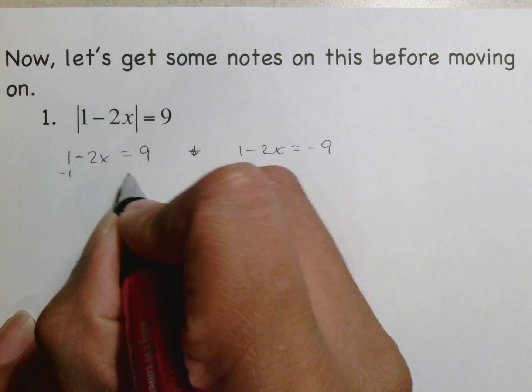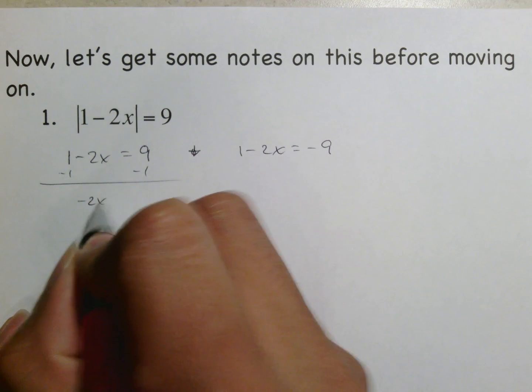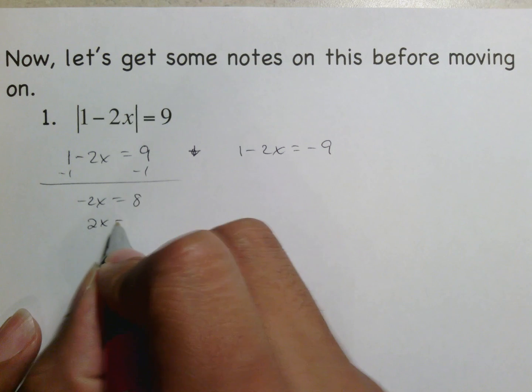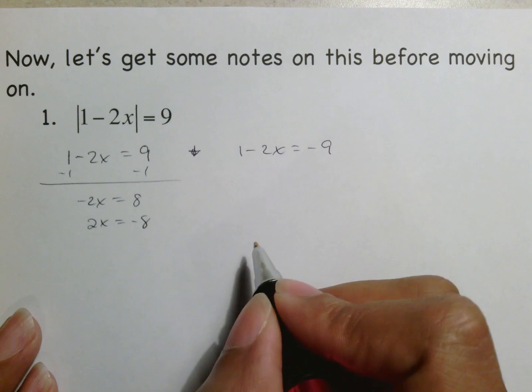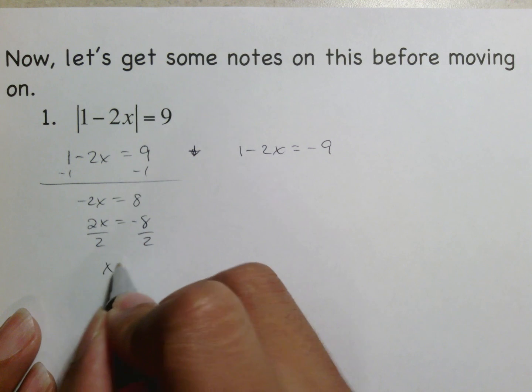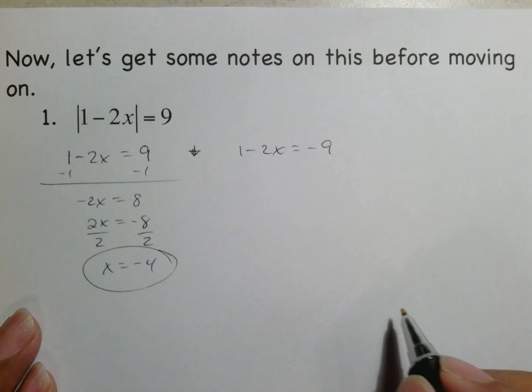Now we solve it. We will subtract 1, getting negative 2x is equal to 8. I still switch the signs no matter what, but the equal sign does not switch differently. It still looks the same. Then I would divide by 2, getting x equals negative 4 as one of my answers.